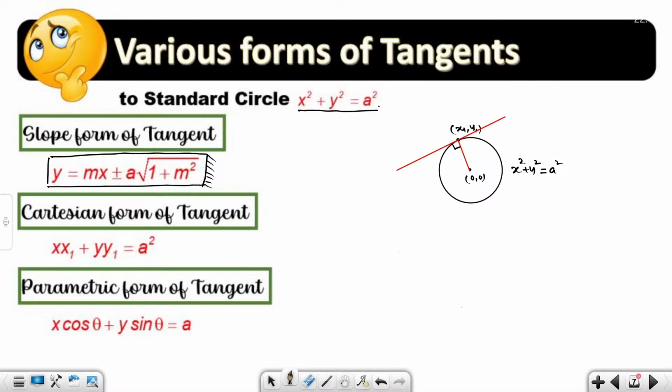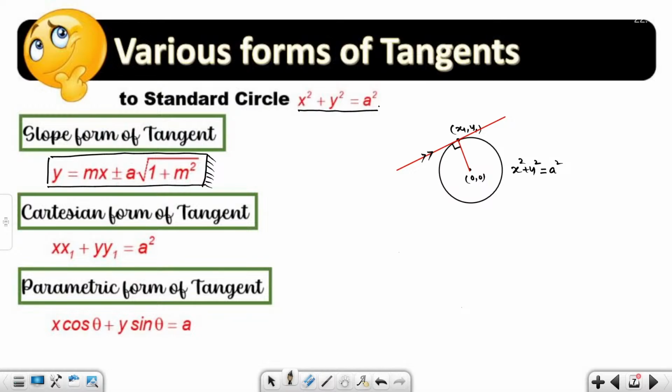So now we have to find out the equation of this tangent. So what to do? Simple thing. To know the equation of any straight line, as I have mentioned repeatedly, you need two things. One is the point through which the line is passing, and number two, what is its slope?